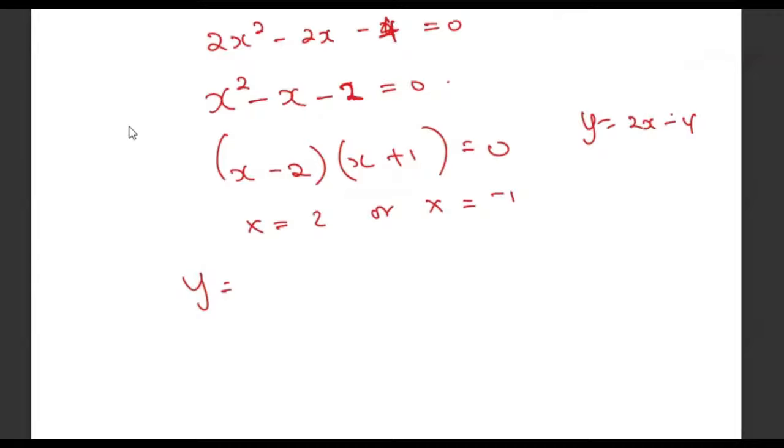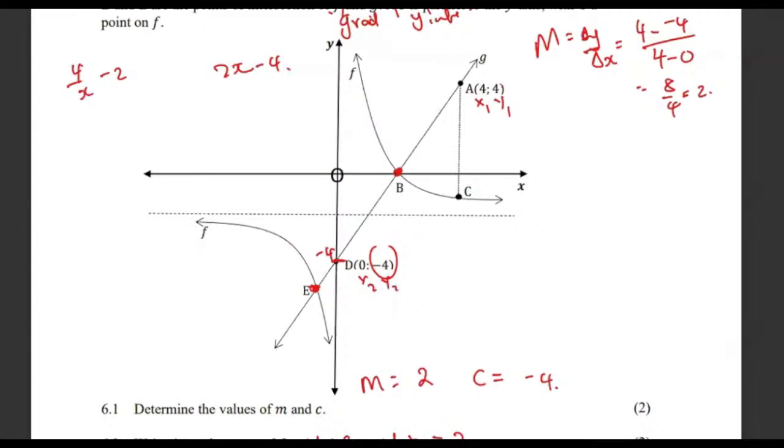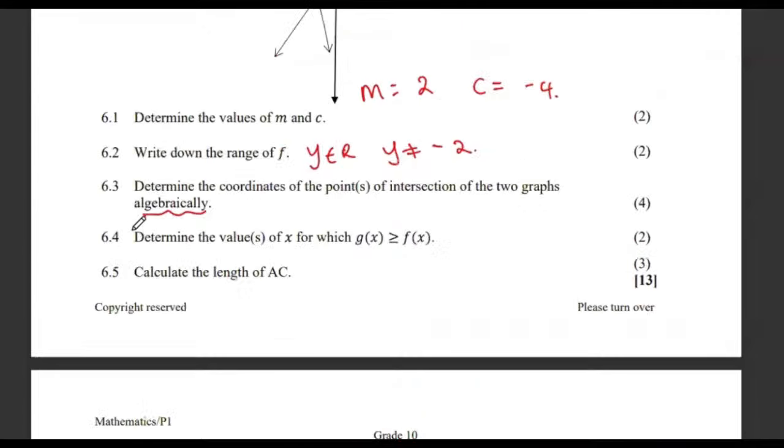4 minus 4 is a 0. Or if x is a negative 1, this is going to be a negative 6. Okay, so that is what the question technically wanted. Then determine the values of x where g of x is greater or equal to f of x.